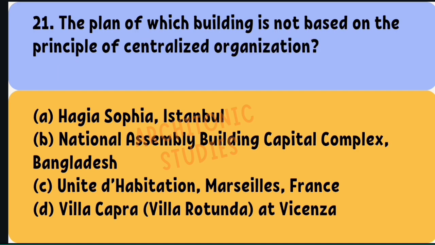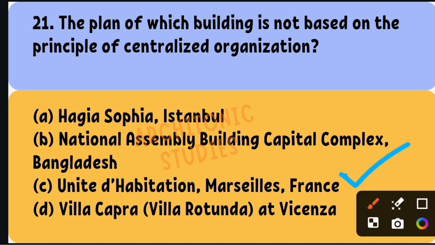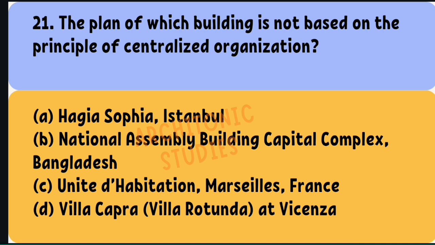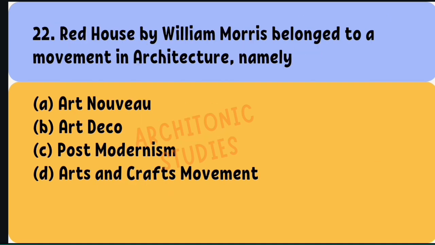The plan of which building is not based on the principle of centralized organization? Hagia Sophia, Istanbul; National Assembly Building, Capital Complex, Bangladesh; Unité d'Habitation, Marseille, France; Villa Capra, Villa Rotonda at Venezia. And the answer is the Unité d'Habitation, Marseille, France. Move on to the next question.